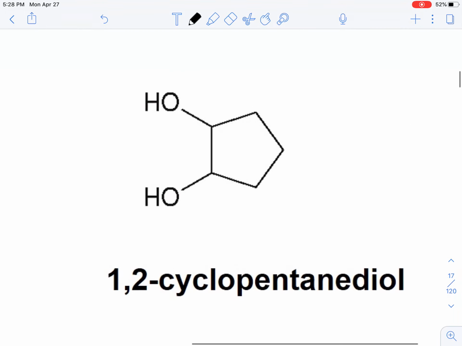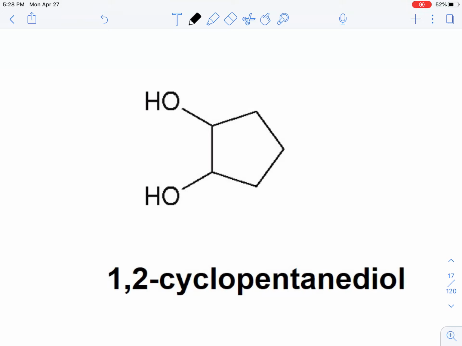So same thing with cyclic alcohols. We'll talk more about cyclic alcohols probably a little bit later. But the main idea just stays. We have 1, 2. We have these numbers which describe the position of the alcohol.